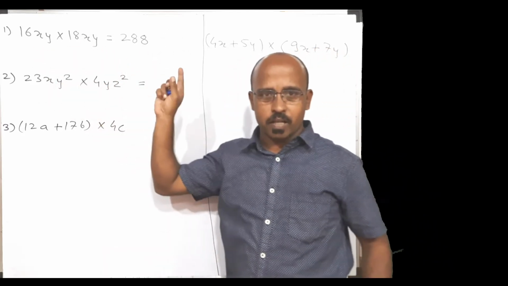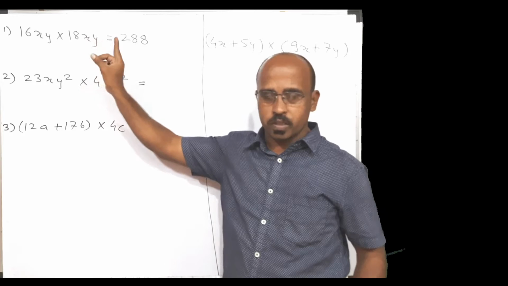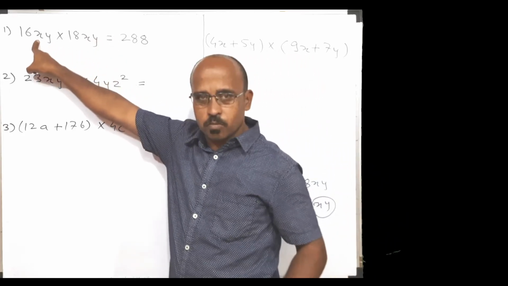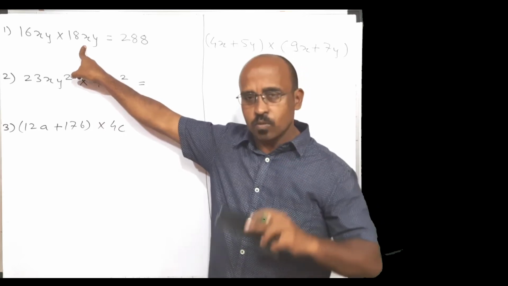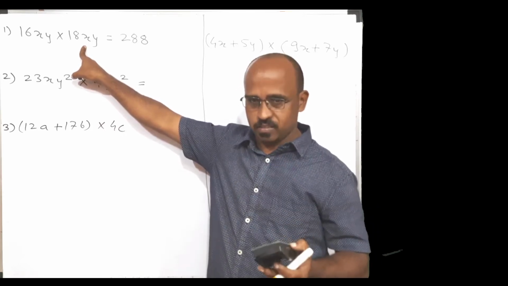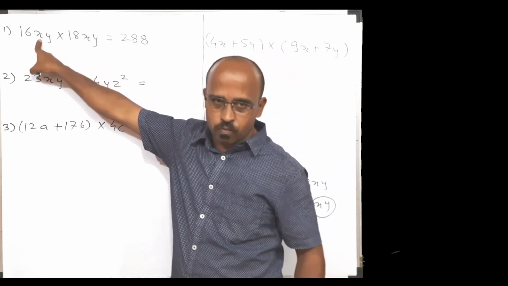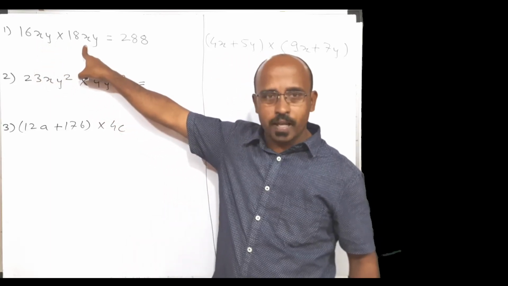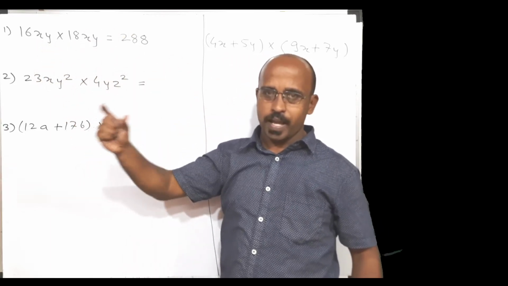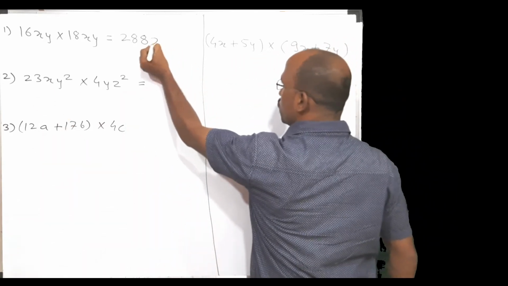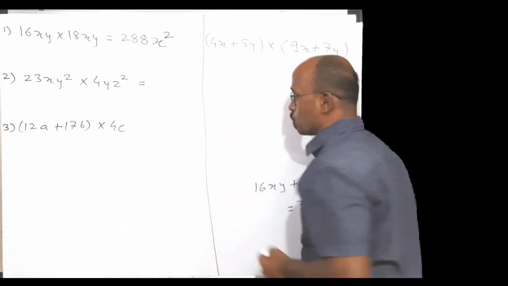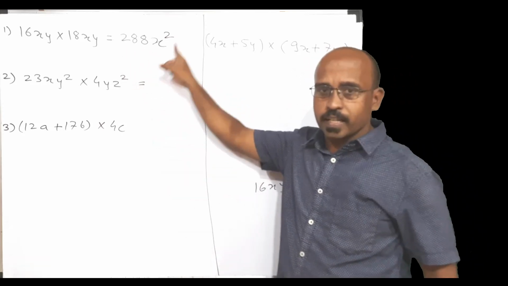What do we have to do? Look at the similar variables, the same variables in both of the terms. x is in the first term and also in the second term. So wherever variables are the same, add their indices. What is the index of x here? 1. And here what is the index of x? 1. So add the indices of x: 1 plus 1, 2, and write it as the new index. So the new index of x is equal to 2. So the answer is 288x square.